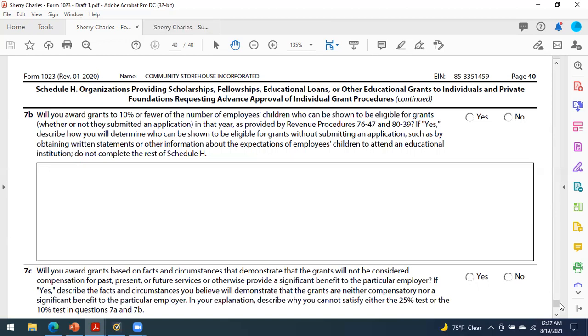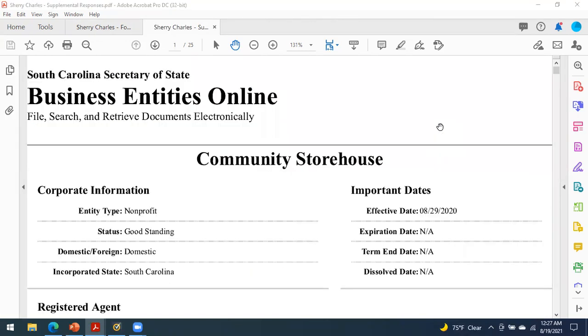Now I'm going to pause my screen so I can move over to the supplemental responses so you can take a look at what that entails. The supplemental responses are those additional documents that you have to attach to a Form 1023 standard.